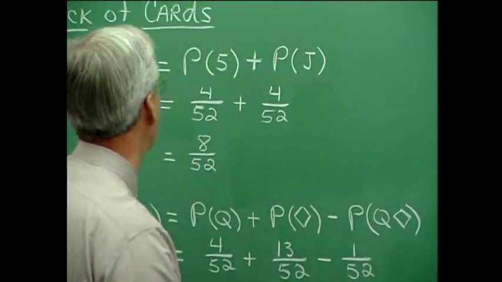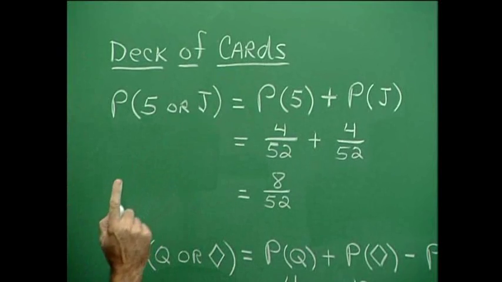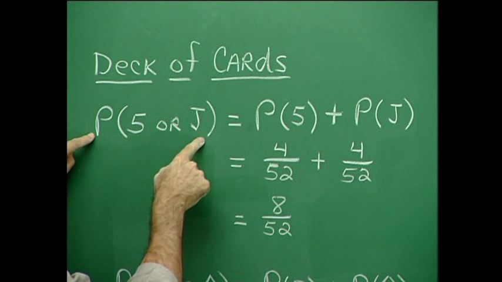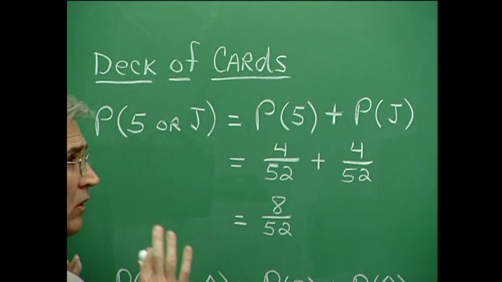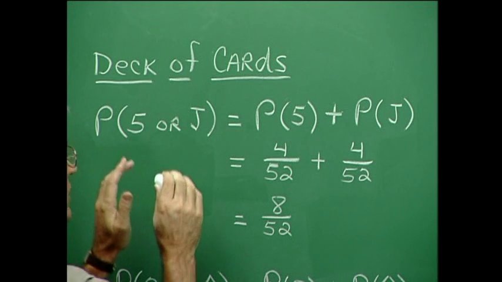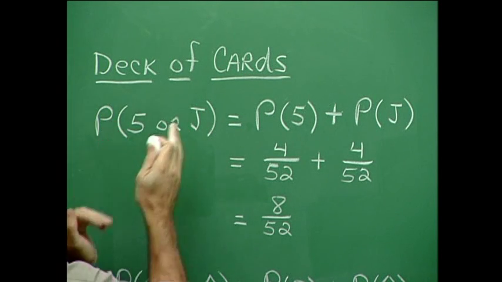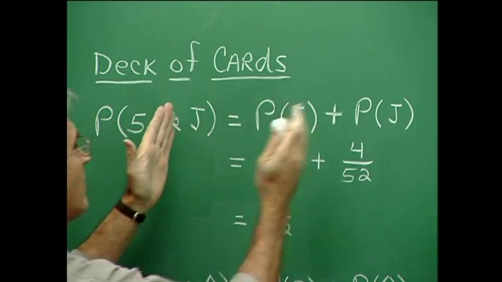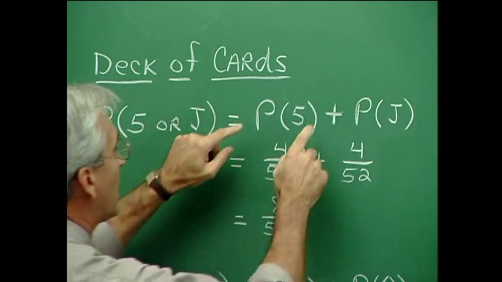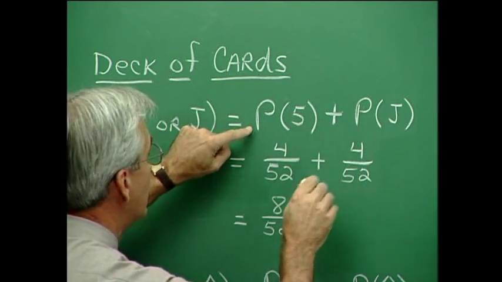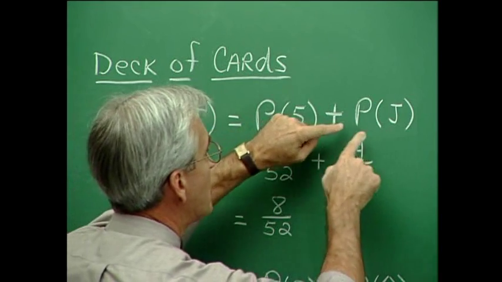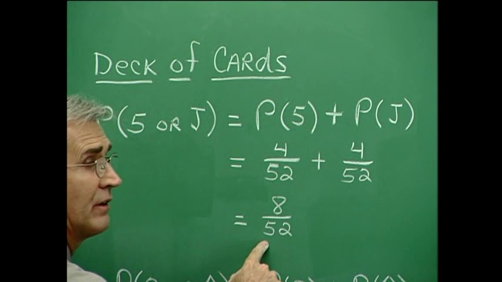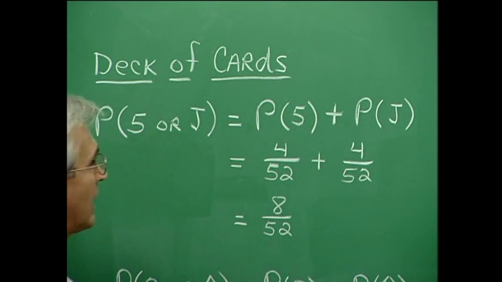Consider this problem. We have a deck of cards, and we want to calculate the probability of drawing a 5 or a jack. Now, one way to make the calculation is like this. We can just add the separate probabilities of the 5 and the jack. That is, let's find the probability of drawing a 5 and add the probability of drawing a jack. Since there are 4 5s in the deck, the probability of drawing a 5 would be 4 in 52. Same idea with the jack. There are 4 jacks, so the probability of drawing a jack would be 4 in 52. Adding, we get 8 over 52. We could reduce a bit, but let's not worry about that.